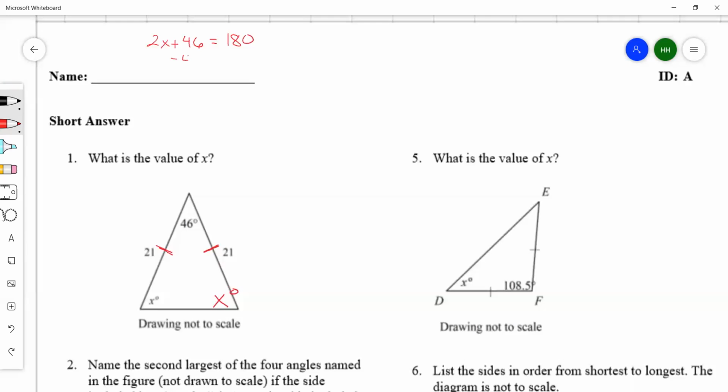If you subtract 46 from each side, then 2x is going to equal 134, maybe? 180 minus 46, 134. If you divide both sides by 2, x equals 67. There's your value of x.